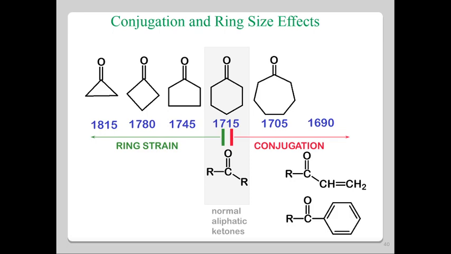So in a nutshell, we can conclude that ring strain increases the vibrational frequencies, whereas conjugation decreases the vibrational frequencies of carbonyl functional groups.